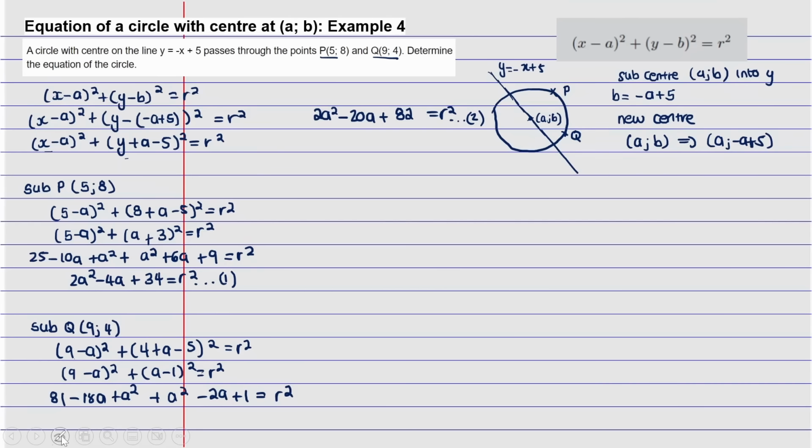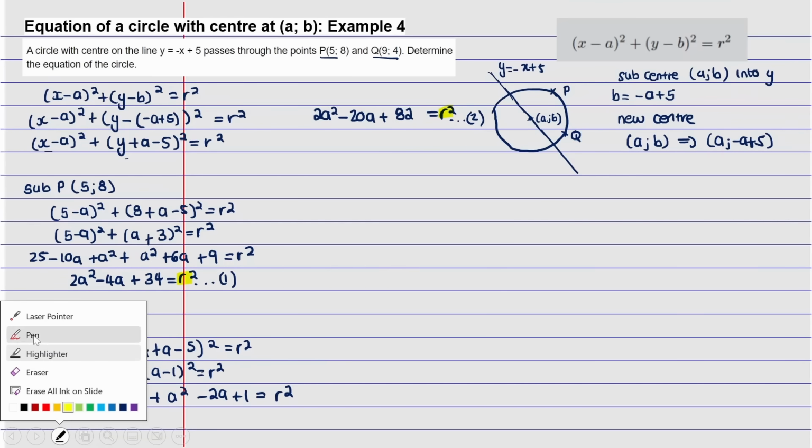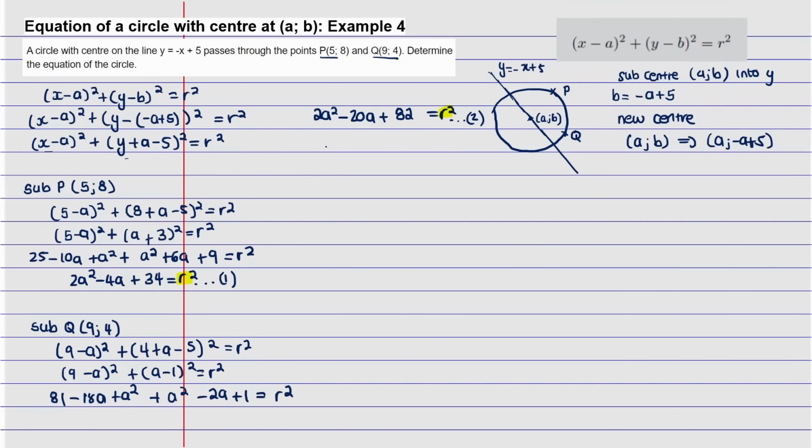Do you see the fact that both equation 1 and equation 2 are equal to r squared? So I can equate them together and basically solve for A. So that's what I'm going to do. I'm going to say 1 is equal to 2 because of the r's. So you're going to have 2A squared minus 4A plus 34 is equal to 2A squared minus 20A plus 81, right? I'm going to take the terms with the variable to one side, and the numbers to the other side.